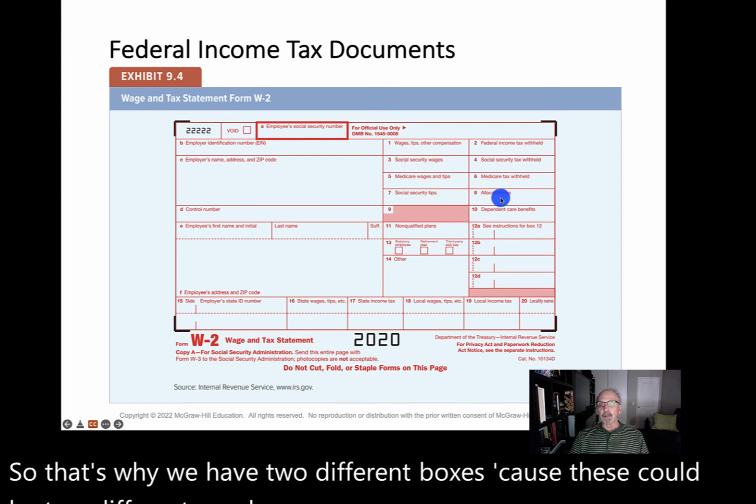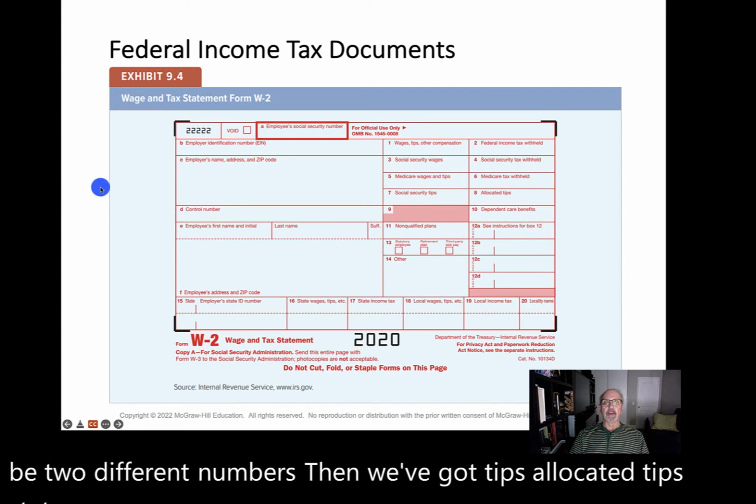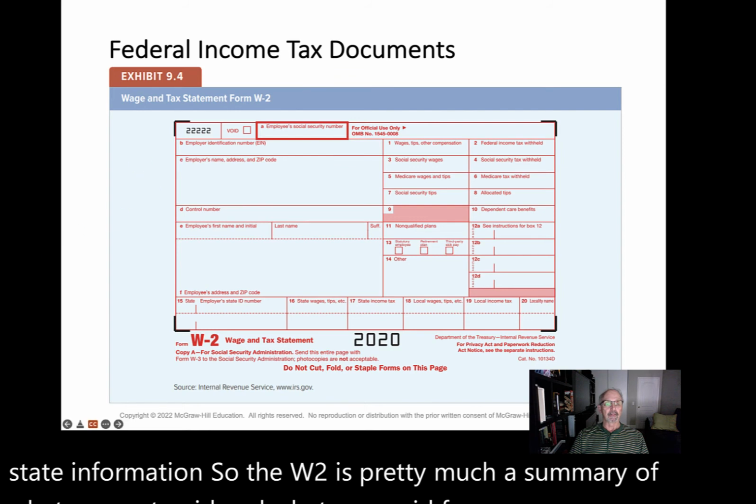Then we've got tips, allocated tips, state information. So the W-2 is pretty much a summary of what you got paid and what was paid for you with regards to the taxes.